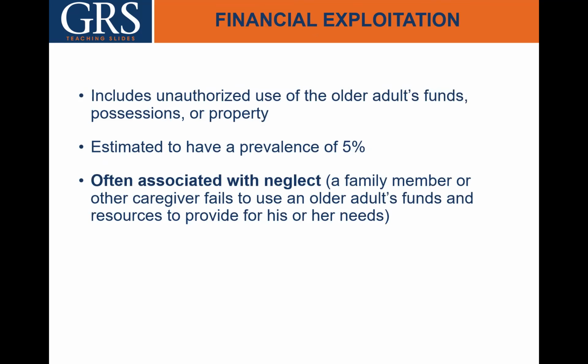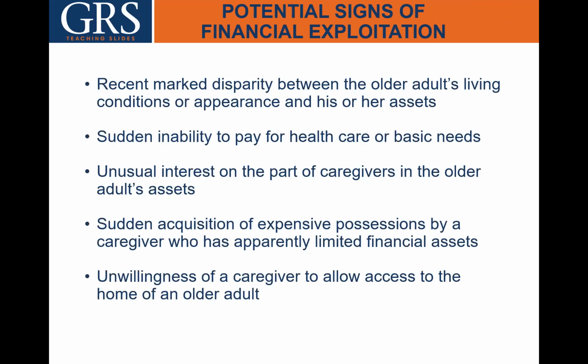In terms of financial exploitation, it includes unauthorized use of the older adult's funds, properties, or possessions, and it's often associated with neglect. And here are some potential signs of financial exploitation, like a sudden inability to pay for healthcare or basic needs, unusual interest on the part of caregivers in the older adult's assets, or unwillingness of a caregiver to allow access to the home of an older adult.